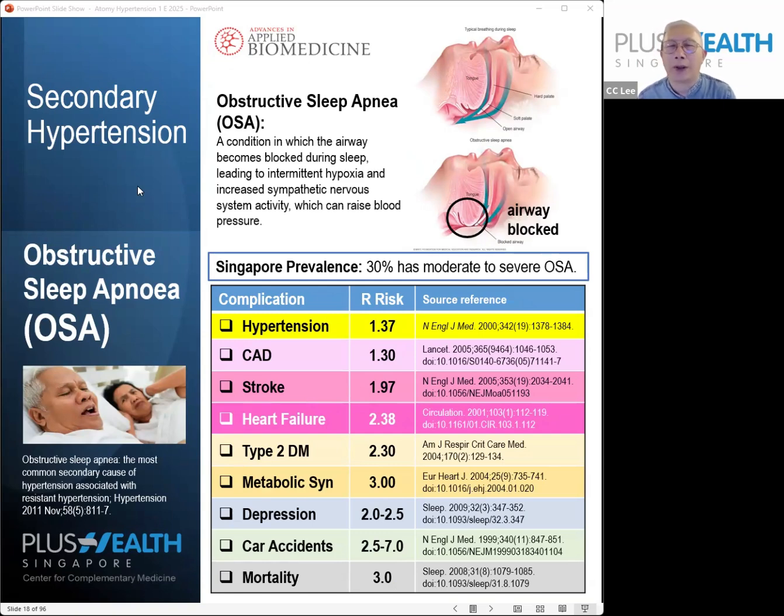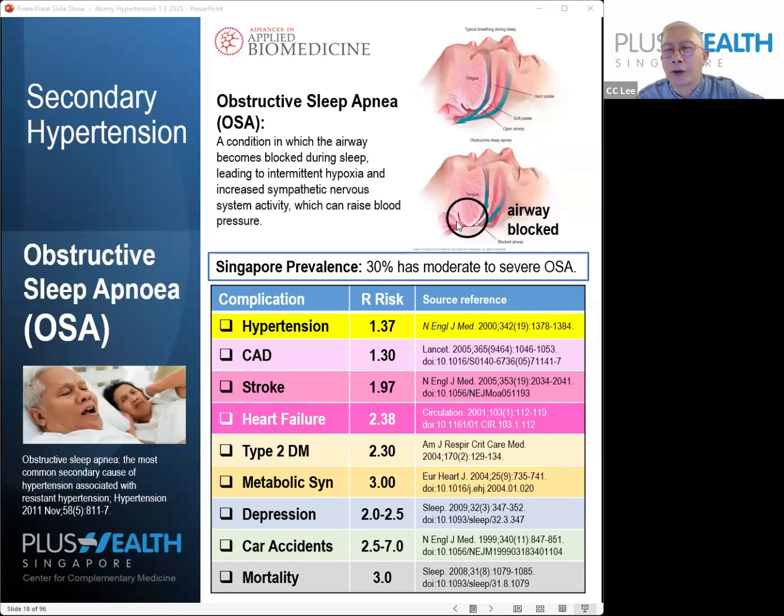OSA is a condition where the airways become blocked during your sleep. When you sleep, normally this airway is open. Now, when it's blocked, you will find that people will have snoring. Snoring is the sound of air trying to expel itself through the blockage. That's where the snoring comes from.